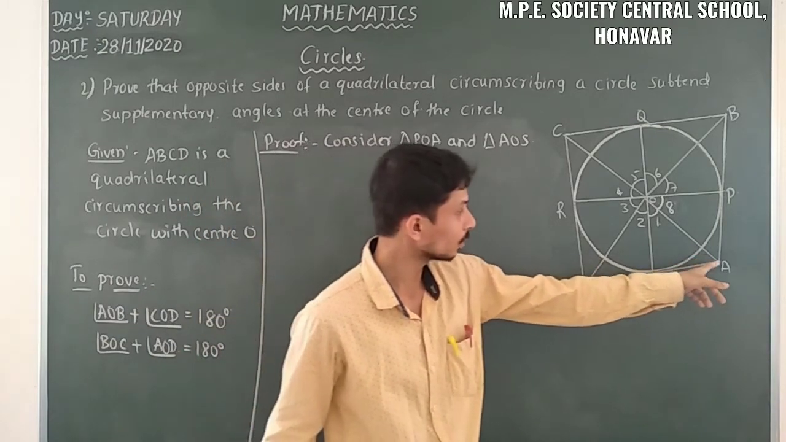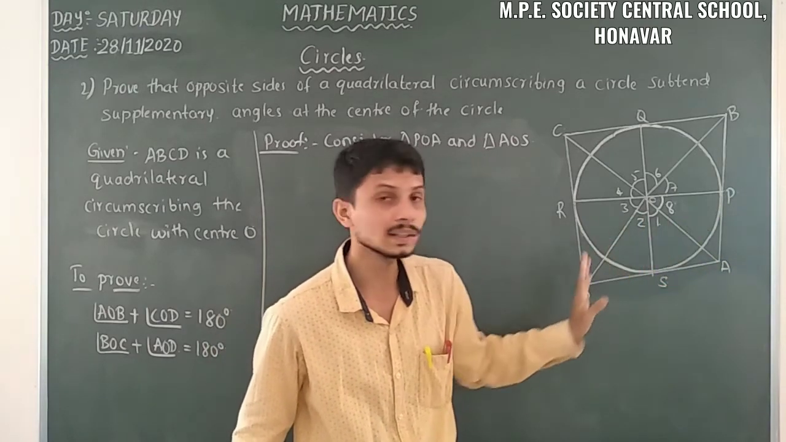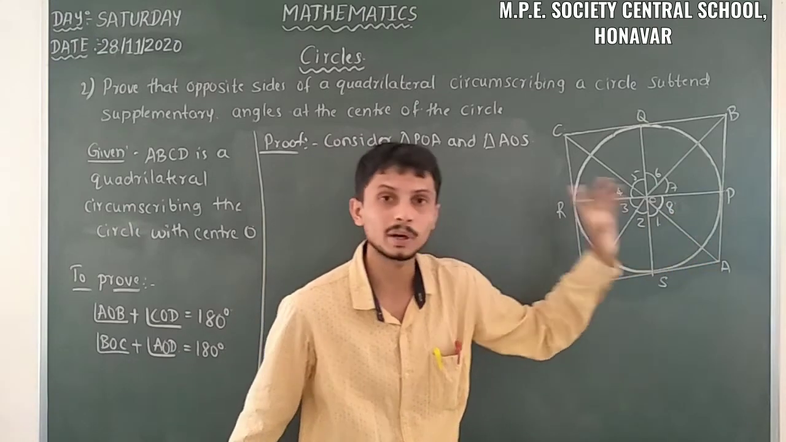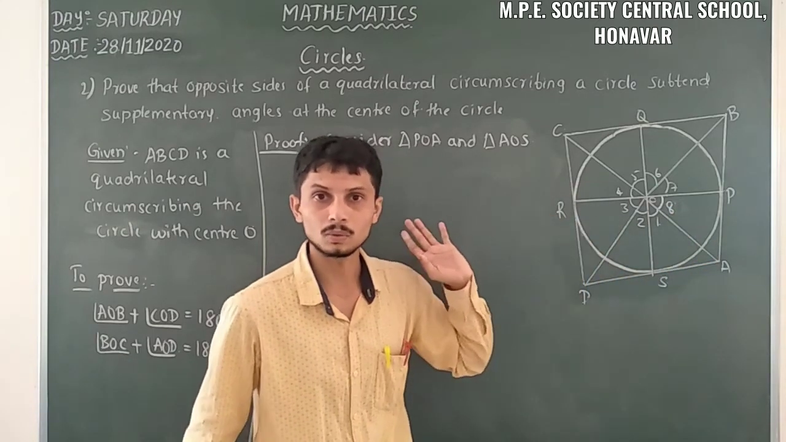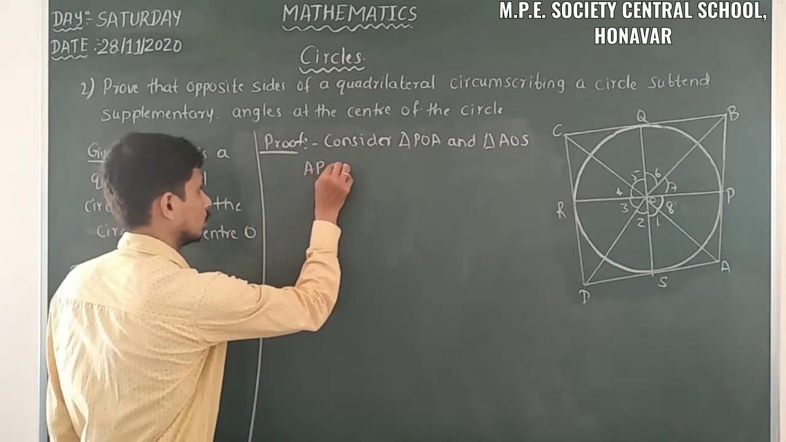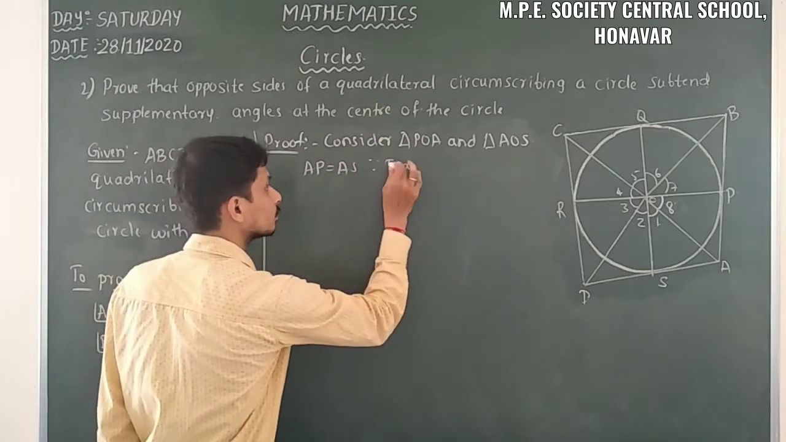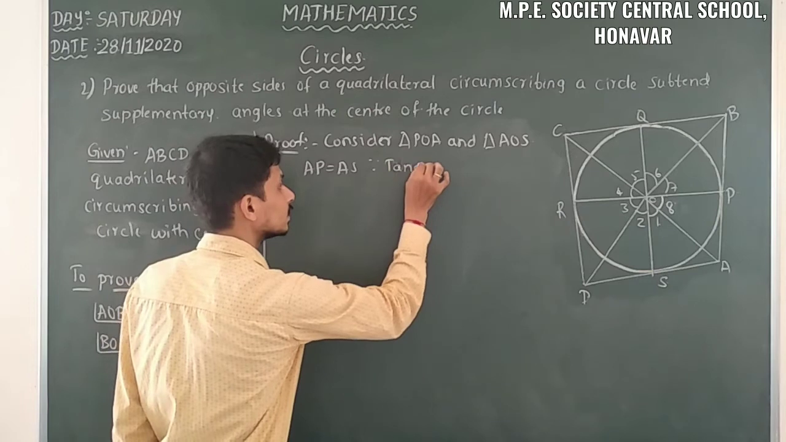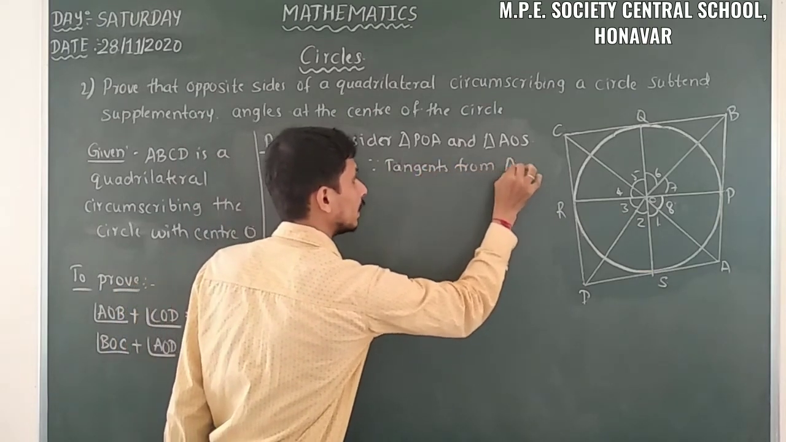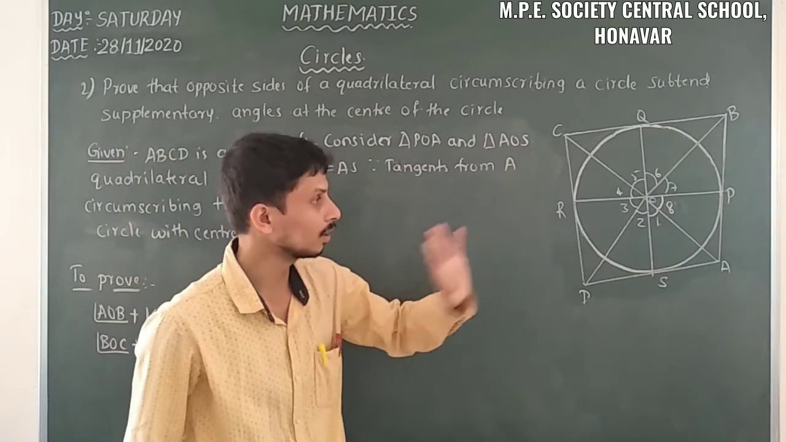Yes. So here AP and AS are the corresponding sides of these two triangles, and those two are the tangents drawn to the circle from an external point A. Those two are equal. So let us take those things. AP is equal to AS because tangents from A. Tangents from A, AP is equal to AS we have.